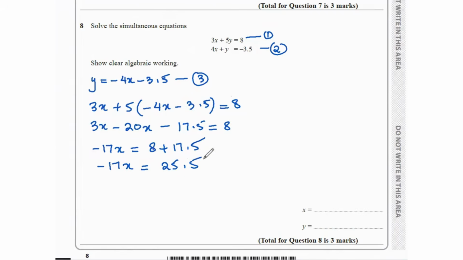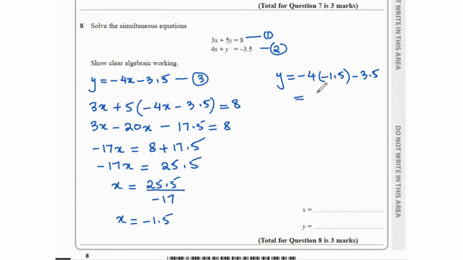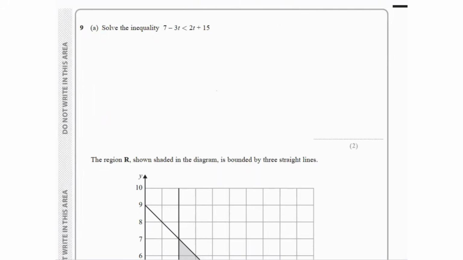And then we divide that by 17. So 25.5 divided by negative 17, and x is negative 1.5. Now for the corresponding y value, we substitute x equals negative 1.5 in the equation, which gives us a value of 2.5. So when x is negative 1.5, y is 2.5. That's your answer. Then they've given us an inequality and they want us to solve it.